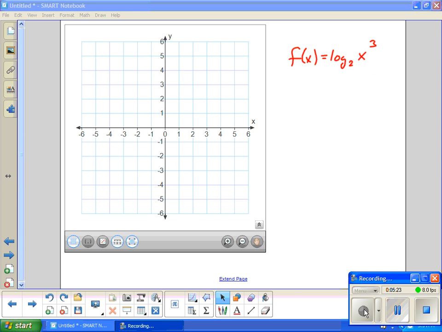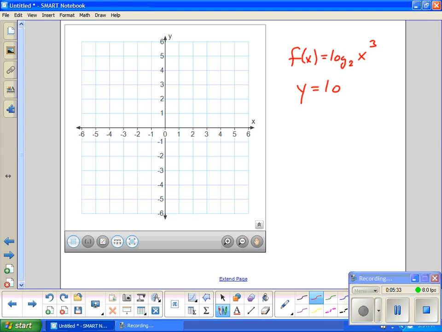So the last one I'm going to graph on this video is f of x equals log base 2 of x cubed. Okay, my first step again is to think of this as y equals log base 2 of x cubed. So 2 to the y power is equivalent to x cubed. If I'm going to solve this for x, I'm going to have to raise both sides to the 1/3 power. Do you guys agree? If I do that, 1/3 and 1/3, I'm going to have 2 to the 1/3 y equals x.